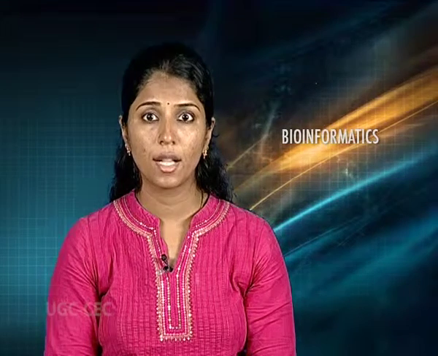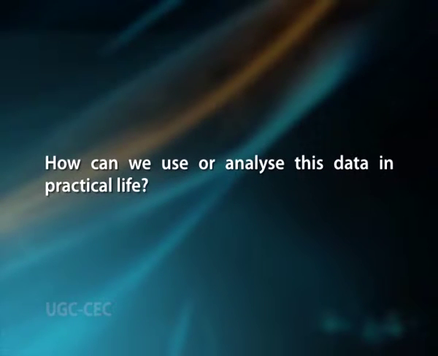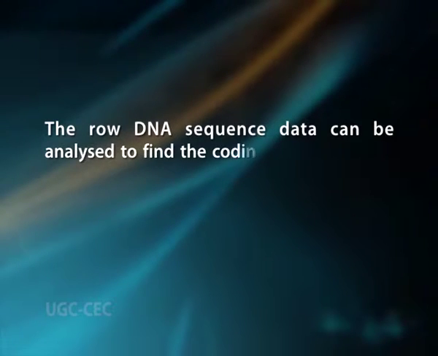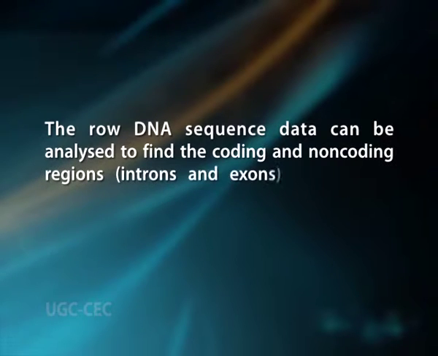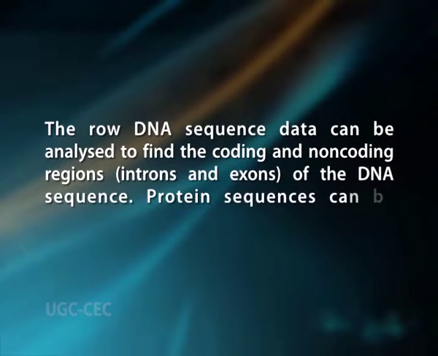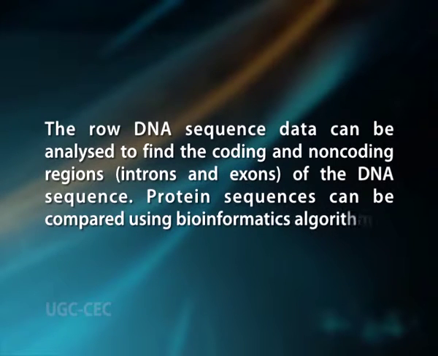Now, the question is how can we use or analyze this data in practical life? The information stored in databases is meaningless unless it gets analyzed. Different types of analysis can be done using these data sets. The raw DNA sequence data can be analyzed to find the coding and non-coding regions of the DNA sequence. Protein sequences can be compared using bioinformatics algorithms. This method is used for multiple sequence alignment. Annotation and encoding of sequence is the way to explain a whole genome.